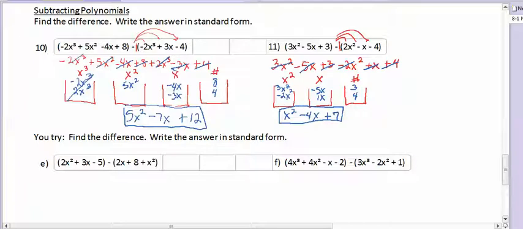Okay, so on your paper you have 4 examples that I want you to try on your own, and I will write the answers down, and once you're done with it you can come back, check to see if you got them right.